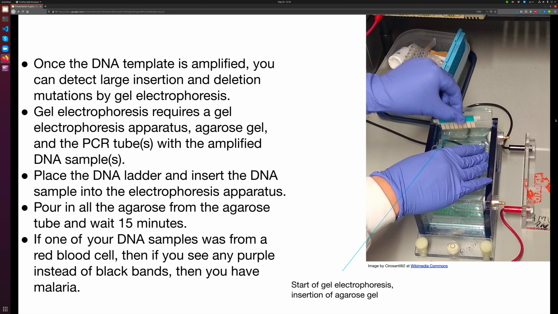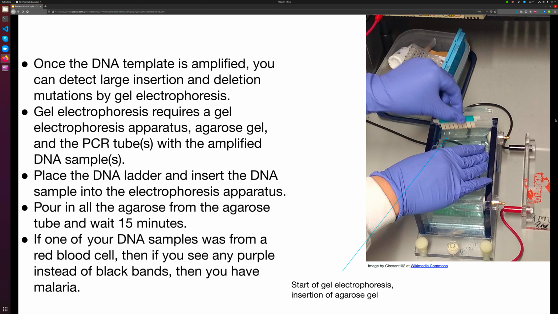So once your DNA template is amplified, you can detect large insertion and deletion mutations by gel electrophoresis. Gel electrophoresis requires a gel electrophoresis apparatus, agarose gel, and PCR tubes with the amplified DNA samples. Then place the DNA ladder and insert the DNA sample into the electrophoresis apparatus. And then pour in all the agarose from the agarose tube and wait 15 minutes.